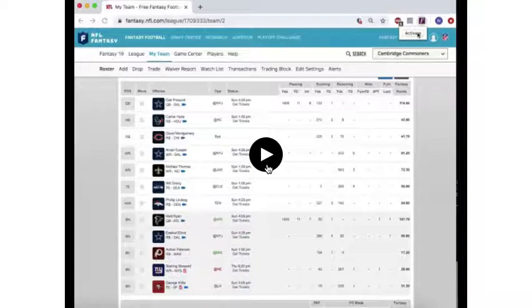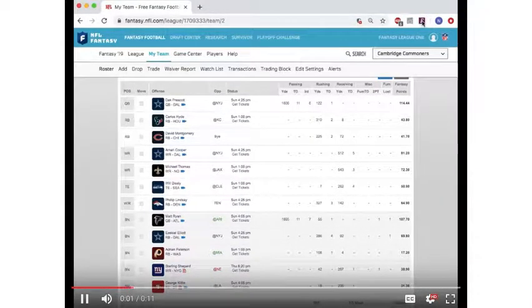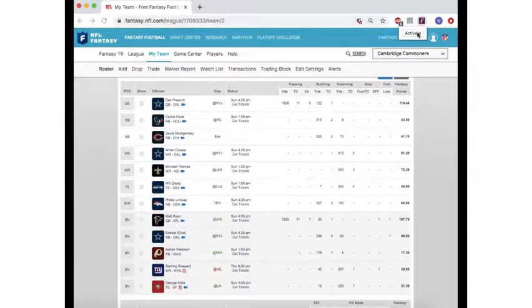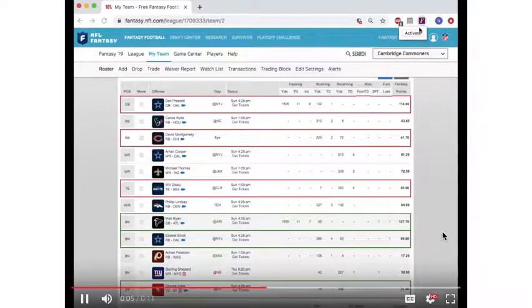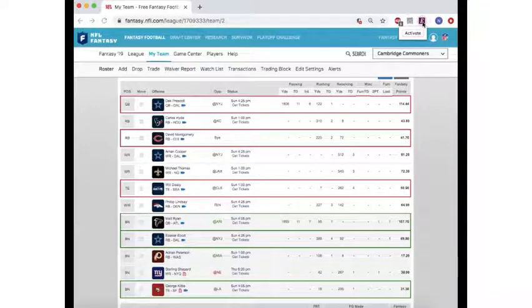Well, to try to determine this, I'm going to show you my extension. You simply go to the extension, you click activate, and you see all these boxes pop up. And the players with the red boxes around them should not be starting. They should be sat, and the ones with the green boxes around them should be started in place of those with the red boxes. So it's very easy to use, very easy to interpret.